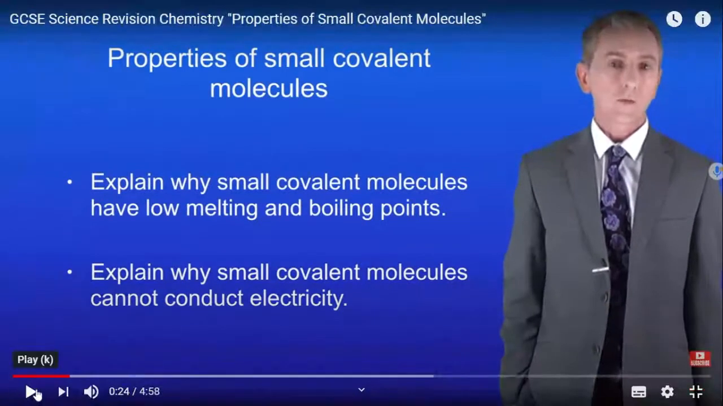Can we just change here, he's calling it small covalent molecules, but I think I want you to think of it in terms of molecular covalent substances, right? So substitute in your small covalent molecules for molecular covalent substances.